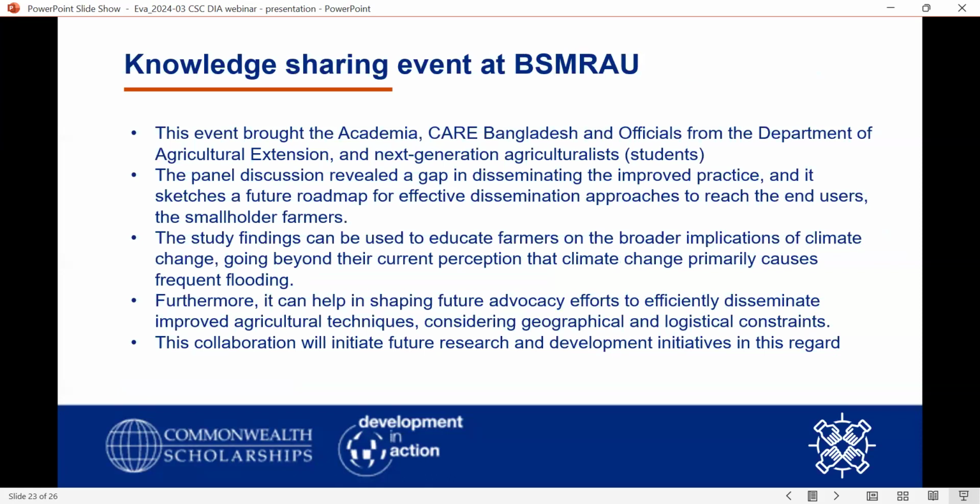So what happened in this knowledge sharing event with our study findings? This event brought together academia, CARE Bangladesh, and officials from the Department of Agriculture Extension, who are the frontline workers to disseminate these good agricultural practices. It also brought the next generation agriculturalists, like the students I already discussed. The panel discussion revealed a gap in disseminating improved practices, and it sketched a future roadmap, the way forward that came out of our study: we need to develop an effective roadmap for wider dissemination of good agricultural practices, or GAP.